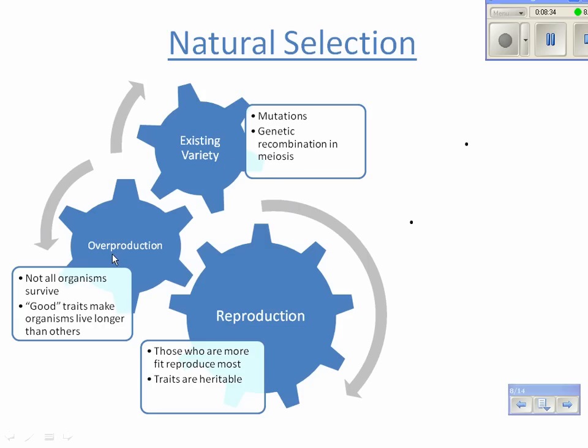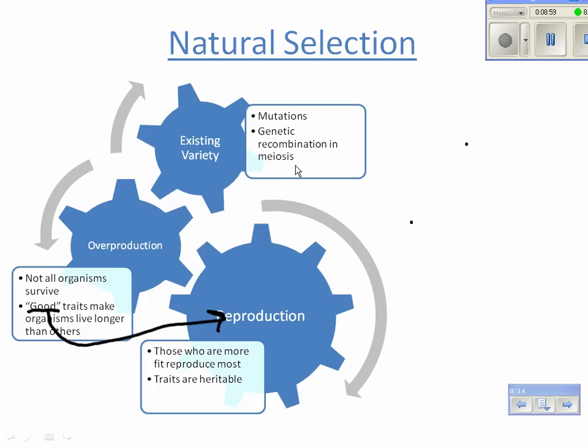Overproduction is the fact that not all the organisms born are going to survive. And thus, the organisms that do survive are the ones that have good traits. Okay. And then finally, these traits not only have to make you live longer, they have to make you reproduce more.